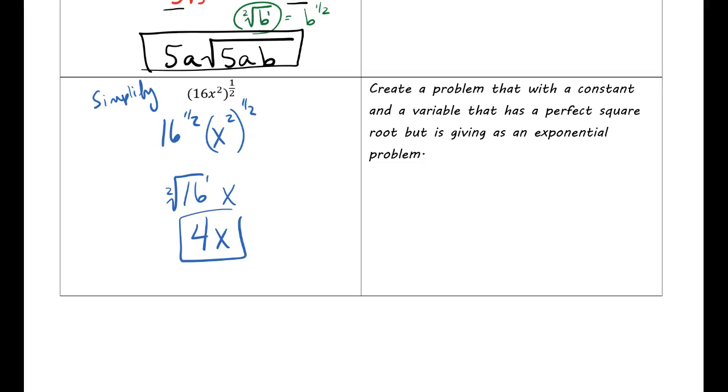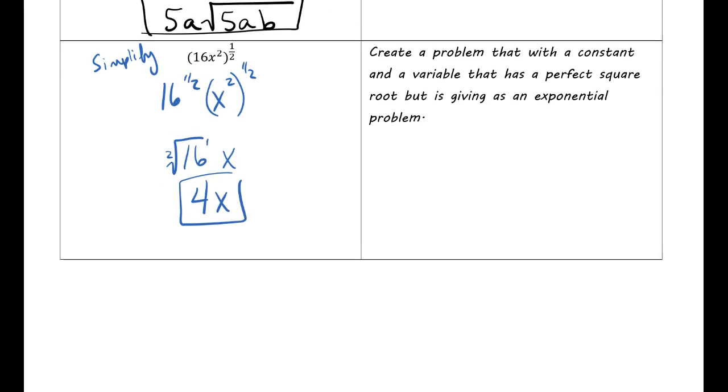So the last one: create a problem with a constant and variable that has a perfect square root but is given as an exponential problem. That did not want a G right there, but it was probably autocorrect on spelling.